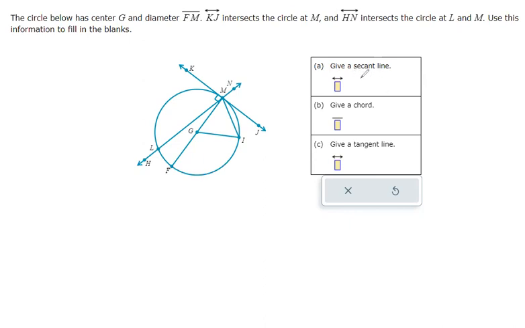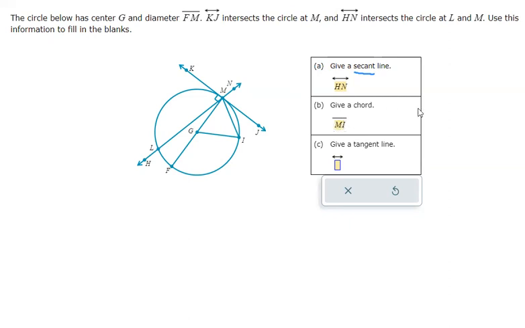Okay. So the secant line, if you remember, is the line that touches the circle at two different points. If you look at HN, this line is touching the circle at 2 points, so I can go with HN. I didn't say LM because if I say LM, it's just between 2 points on the circle, and that is actually called a chord. So L to M is going to be a chord, or M to I is also a chord. So I'm going to go with MI.